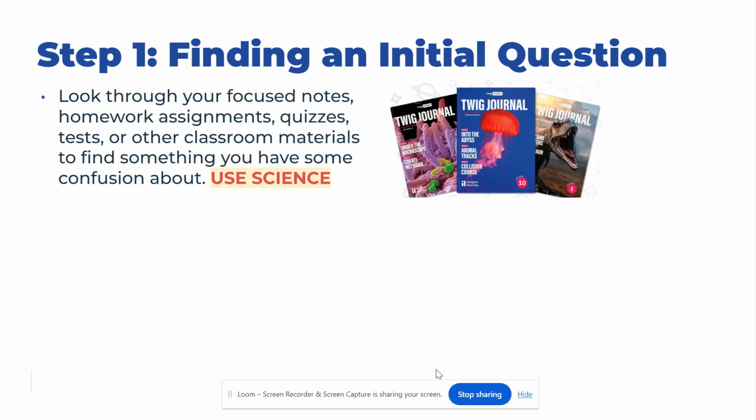You're going to look through your focus notes, your homework assignments, your quizzes, your tests, other classroom materials such as your twig journal to find something you have some confusion about. And for this very first TRF, we are going to focus on a subject altogether. And the subject that I chose is science. So we're going to complete the pre-work on this TRF using a science question.